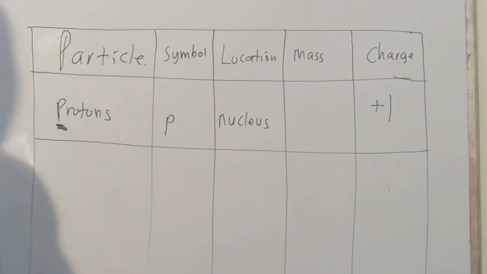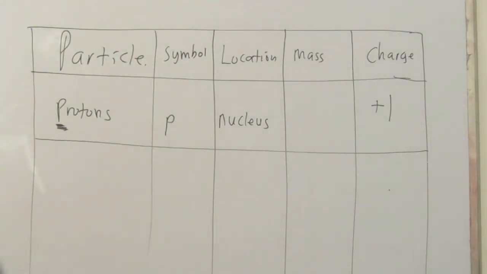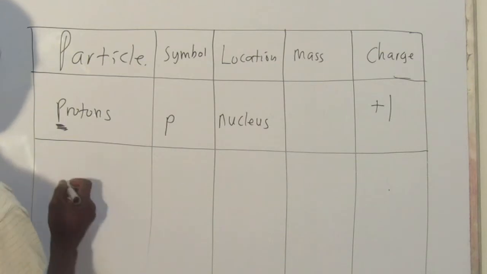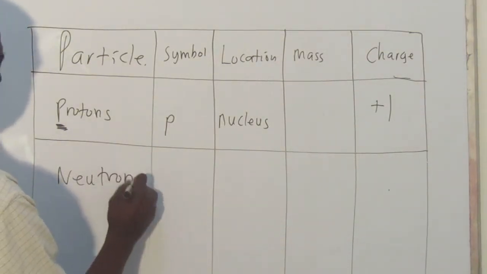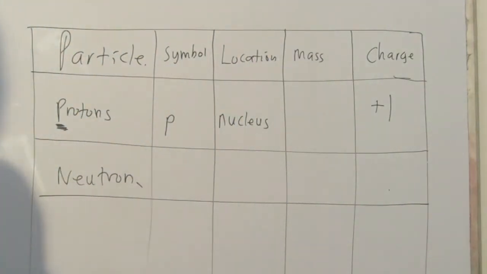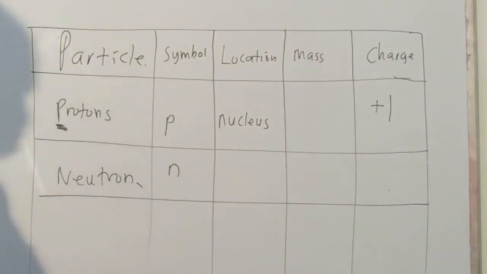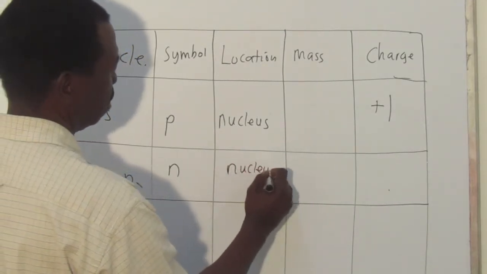The other subatomic particle that you can talk about, as I've said, when we go to the nucleus, we are going to find that the other one that is very, very important in there is called the neutron. What is now the symbol for the neutron? The symbol for the neutron is a small n. Where is it found? Again, the answer to that is in the nucleus.